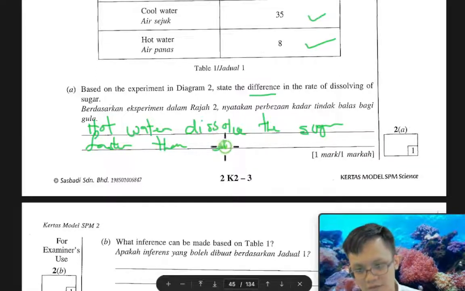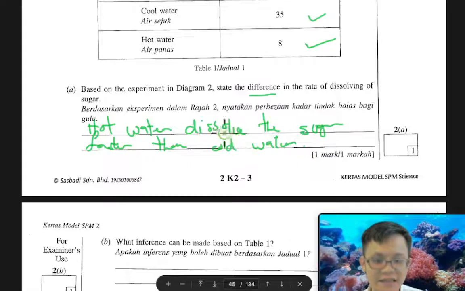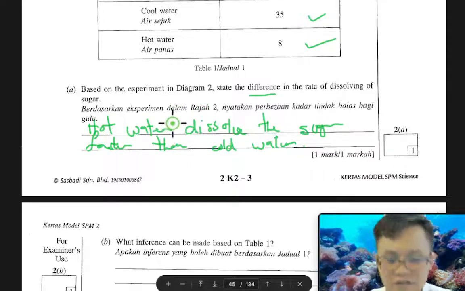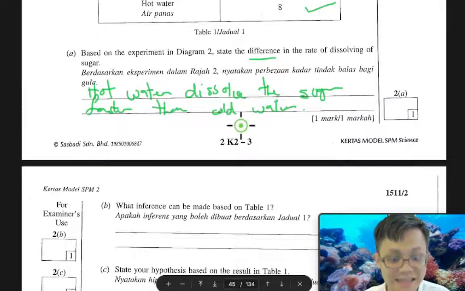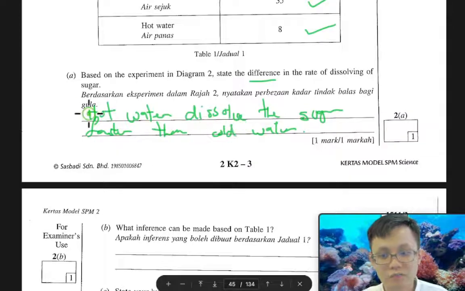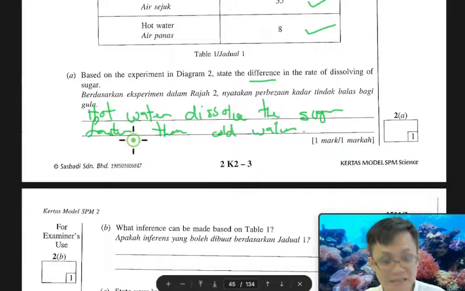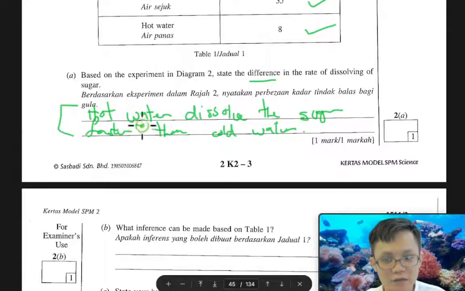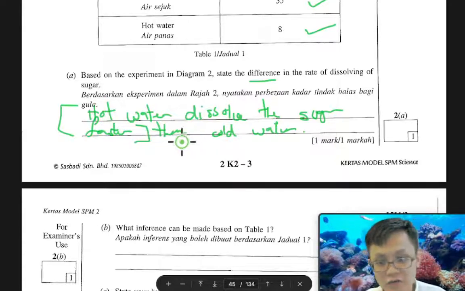Don't just say hot water dissolves faster, then you will get 0 marks. What does it mean by hot water dissolves faster? Dissolves faster about the banana or the sand, or dissolves what? So you make it clear when you answer: hot water dissolves the sugar faster. Otherwise you might not get the mark. It's up to the examiner to give you the mark.